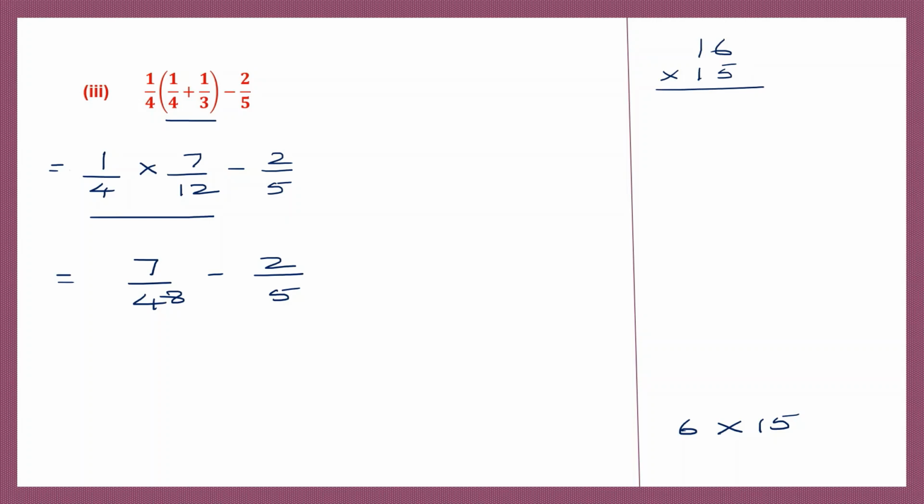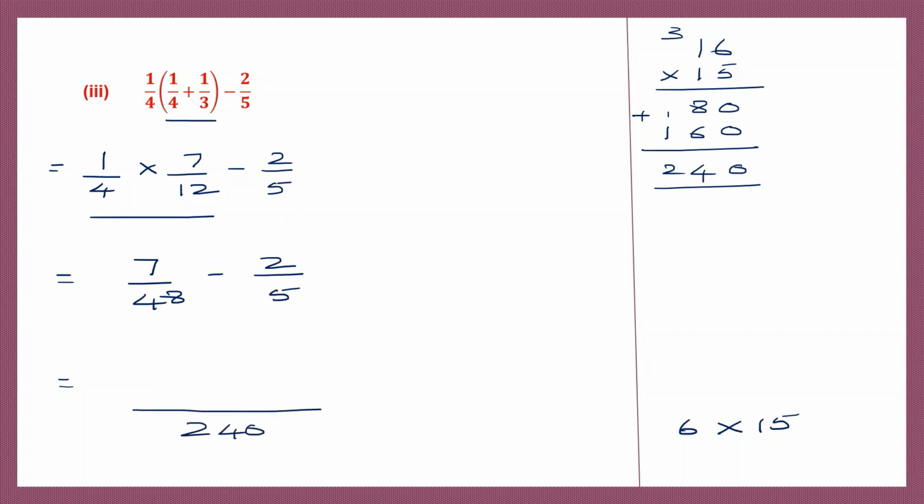5 6s are 30, carry 3. 5 1s are 5, plus 3 is 8. 1 6 are 6, 1 1s are 1. So let's add this up. 0, 8 plus 6 is 14, carry 1 to 240. So here we have 240 as the common denominator.